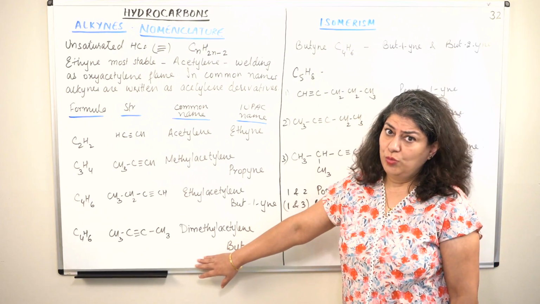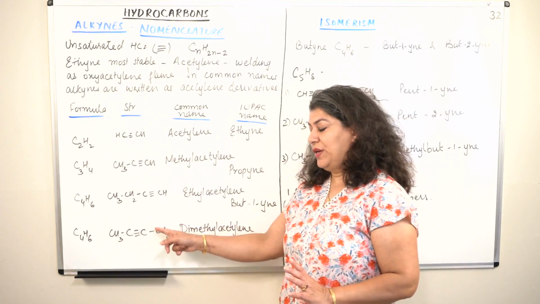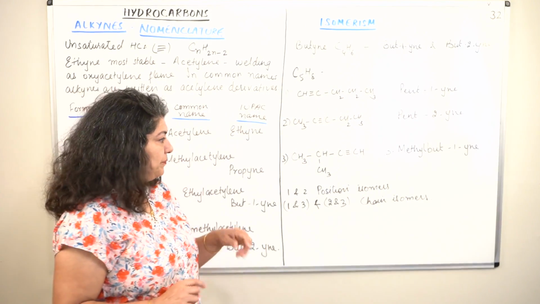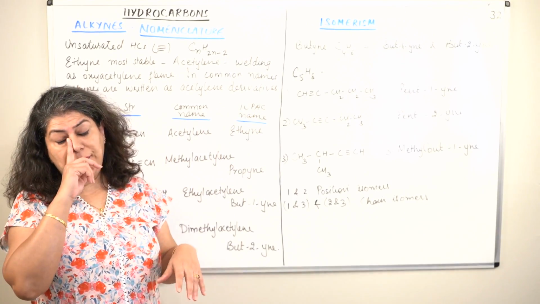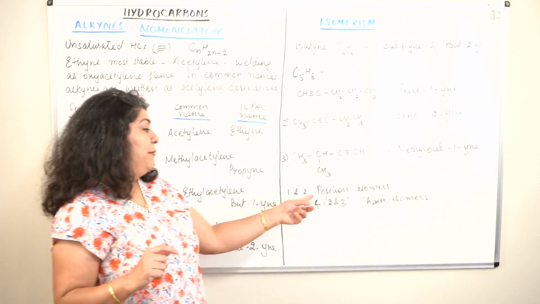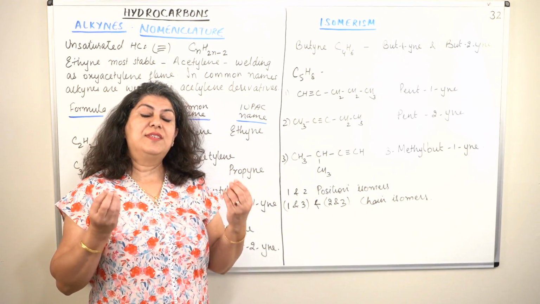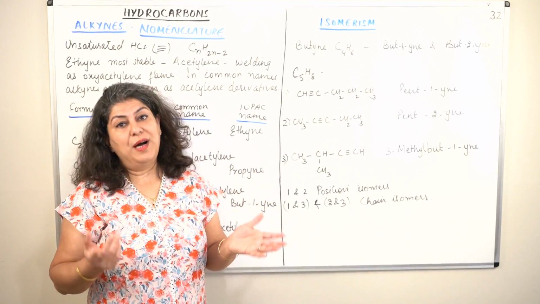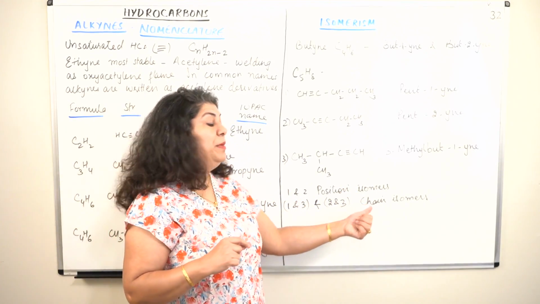So this was nomenclature. And while we did the nomenclature, I also gave you a little bit of a hint of isomerism in alkynes. Now, isomerism in simple hydrocarbons can be of 2 kinds. Either they can be position isomers. I told you what isomers are. When compounds have the same molecular formula but their structures are different, we call them isomers. Isomers can be position isomers or they can be chain isomers.